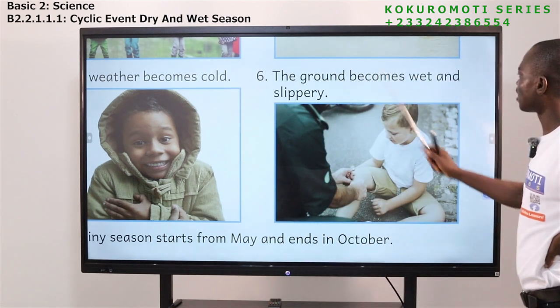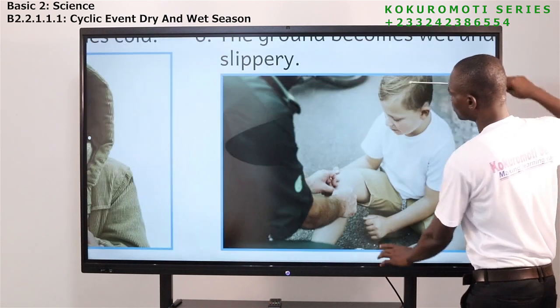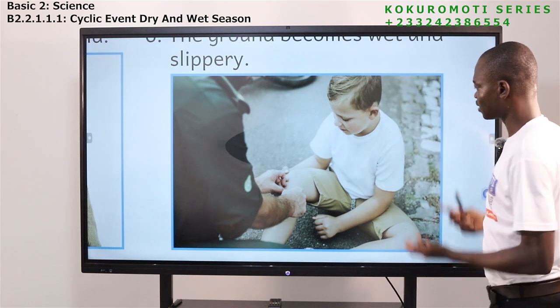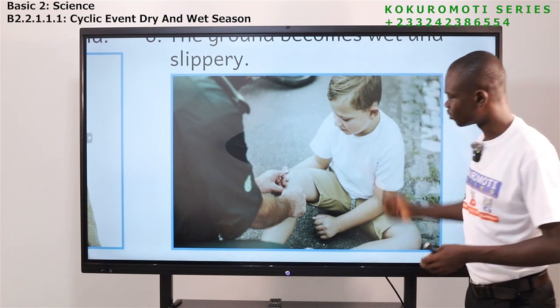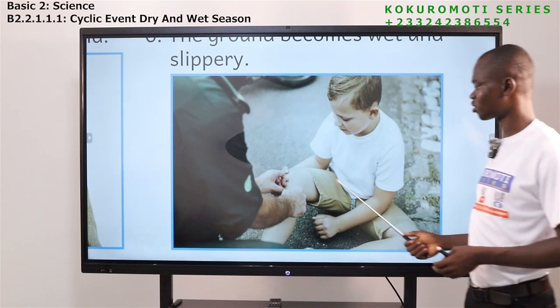Number 6, the ground becomes wet and slippery. So the ground becomes so wet and slippery. If you are not careful, you fall down. Look at the boy. Look at the boy.